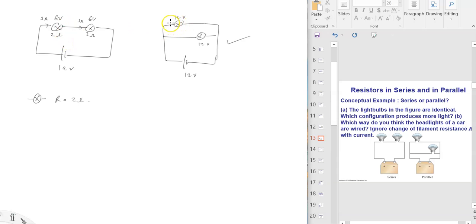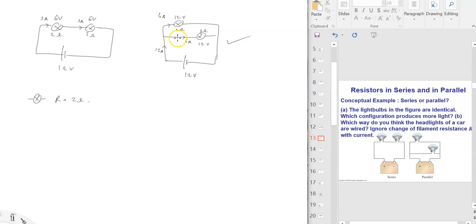Over here, 2 ohms and 2 ohms. What is the current? This one will have 12 over 2, 6 amps. This one will have 6 amps. Altogether, there will be 12 amps of current. It's a lot of current from the battery, but if you look at the configurations, this is 6 volts, low voltage, low current. Here, high voltage, high current, more power, more light. This configuration will have more light in them.